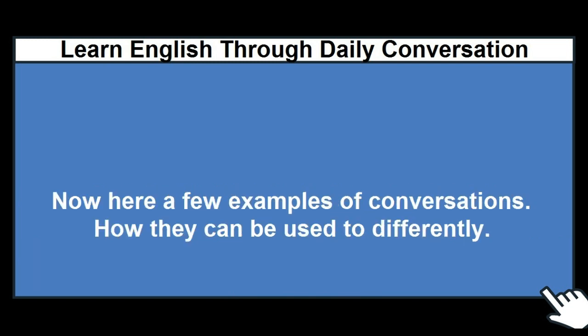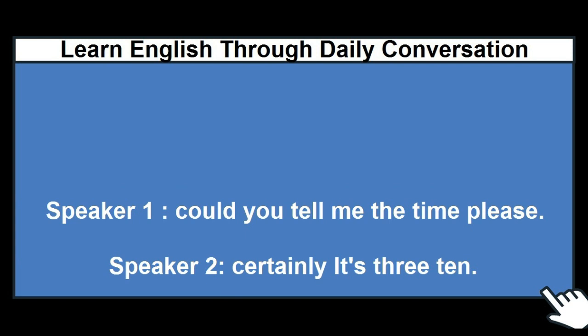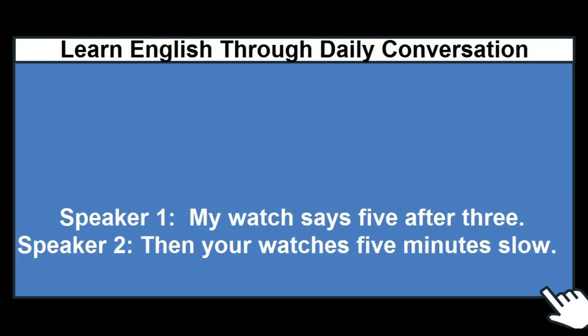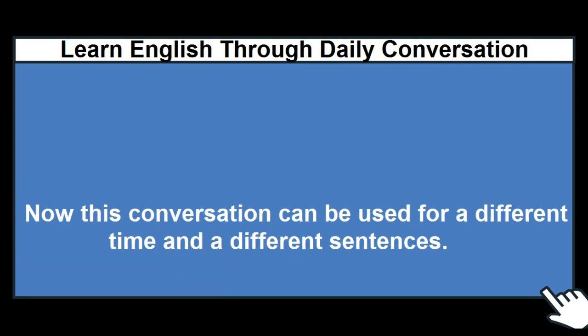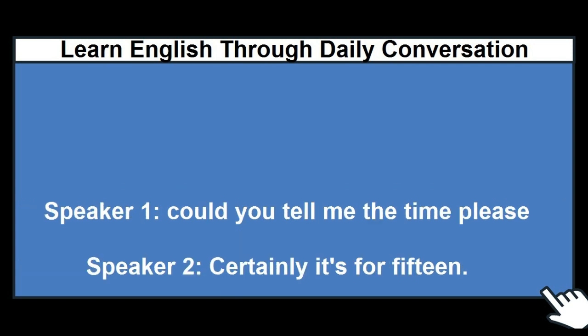Now here are a few examples of how conversations can be used differently. Speaker 1: Could you tell me the time, please? Speaker 2: Certainly. It's 3:10. Speaker 1: My watch says 5 after 3. Speaker 2: Then the watch is 5 minutes slow. Now this conversation can be used with different times and with different sentences.